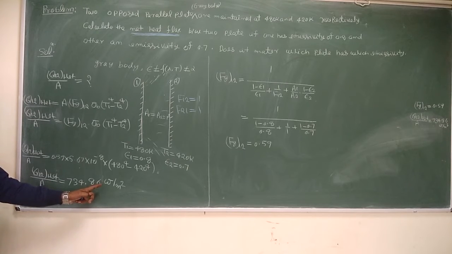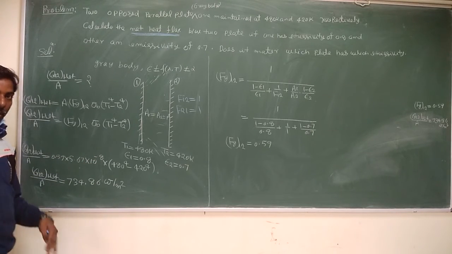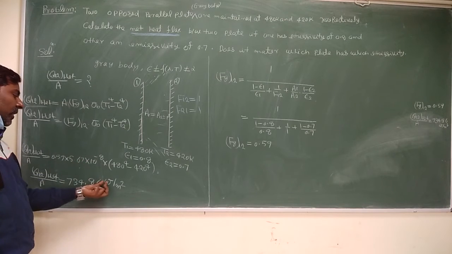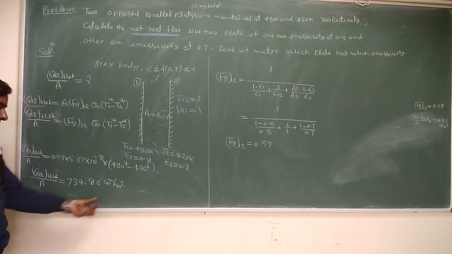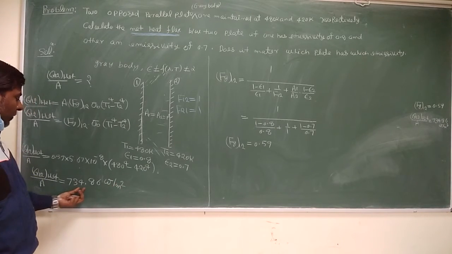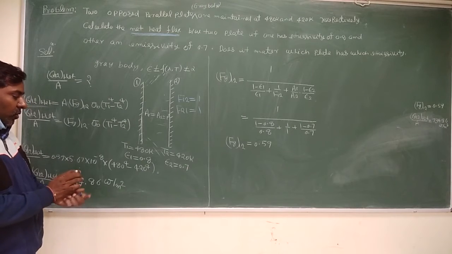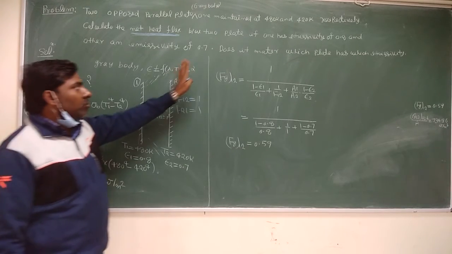Why watt? Why not kilowatt? Because what is the unit of this 5.67 into 10 to the power minus 8, sigma b? That is watt per meter square Kelvin to the power 4. So here is the watt, so you will get watt. This is per unit area, so you will get it per unit meter square of area. So this is 734.86 watt per meter square. So that is the net heat transfer. Look at the next question.